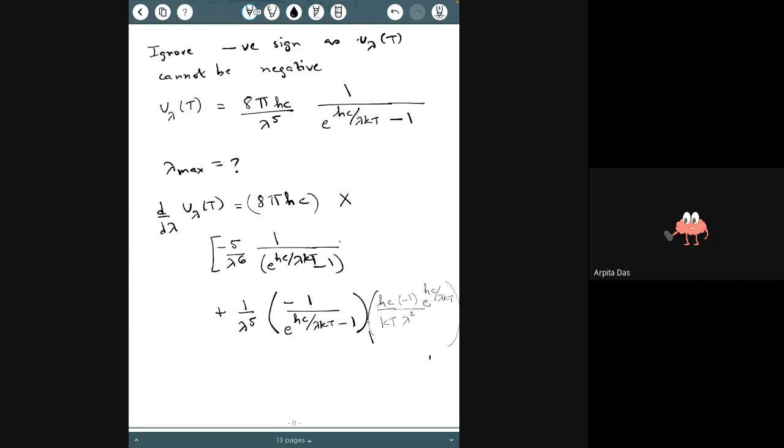Ma'am, Yeah? can you please increase the thickness of the pen? Yeah. Thank you, ma'am.